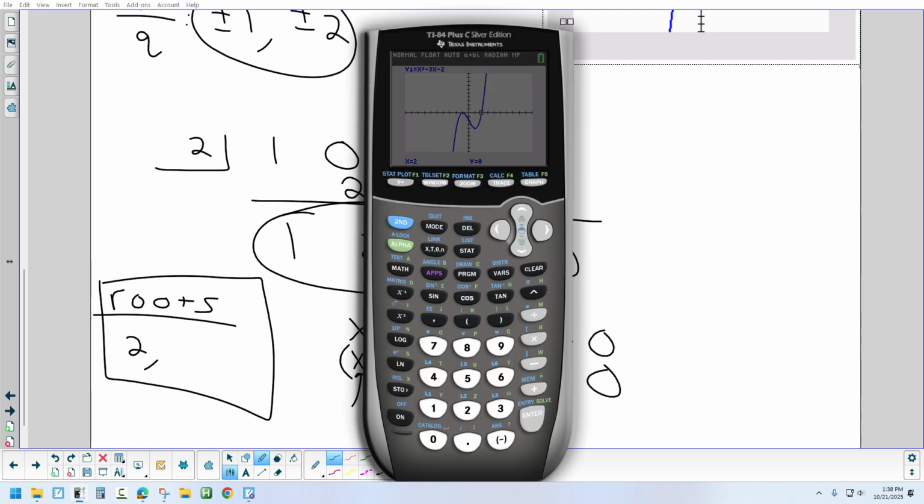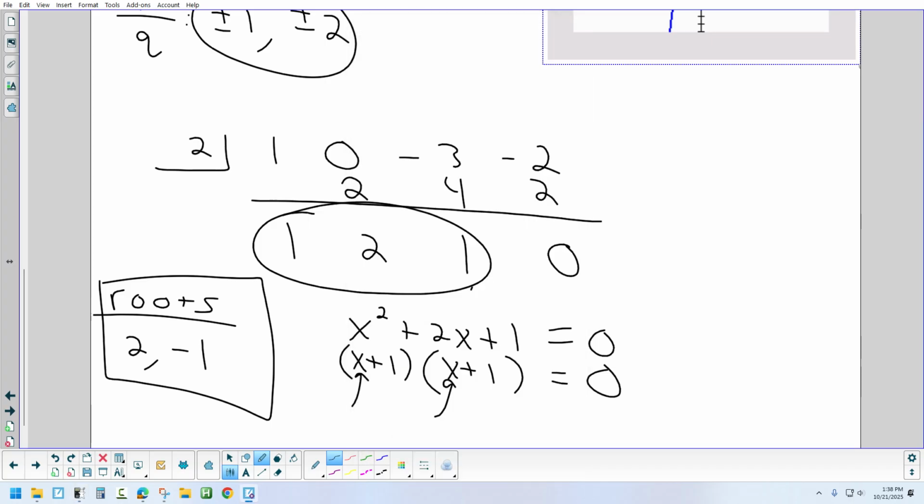We talked a little about repeated roots yesterday and how they bounce off the axis. That's what's happening at negative 1. You do not need to write the answer twice. I know you're just writing each answer one time. If you want to tell me this is a repeated root, that's fine. But you don't have to write the answer twice.